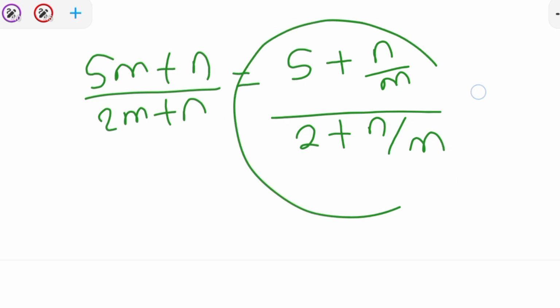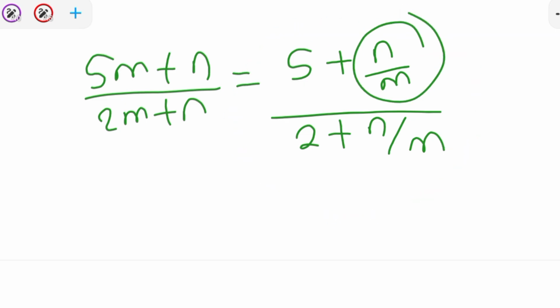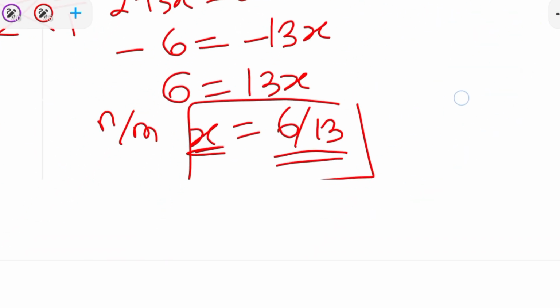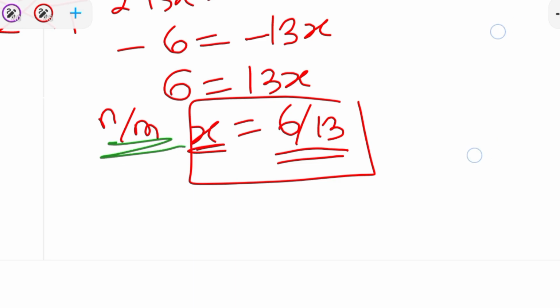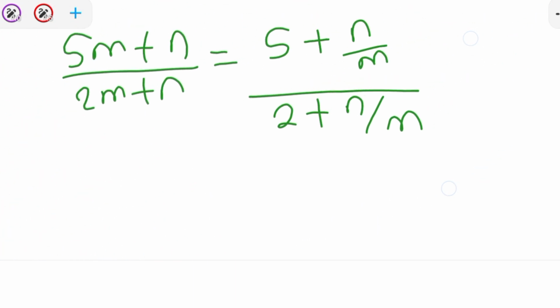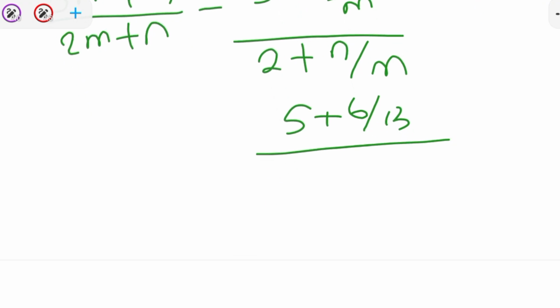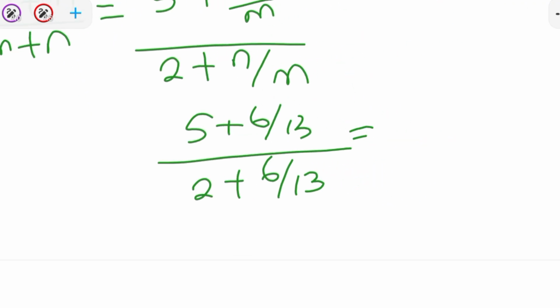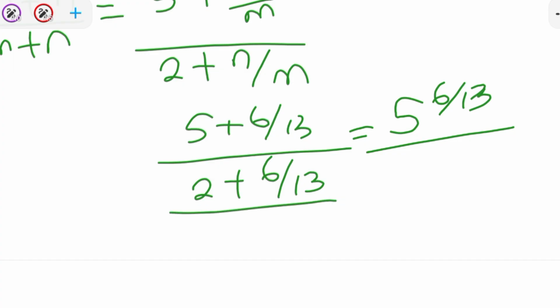So we're looking for this value, but you know that n over m has a value already. You've already done it here. n over m is 6 over 13. So just bring it back here. This will be 5 plus 6 over 13 divided by 2 plus 6 over 13. So just quickly simplify this. If you add this one, you have 5 whole number 6 over 13 divided by 2 whole number 6 over 13.